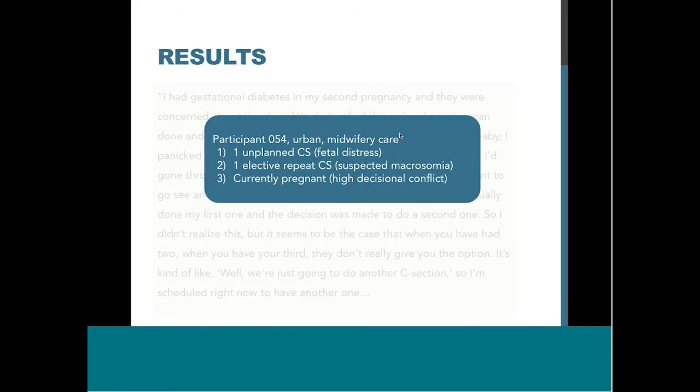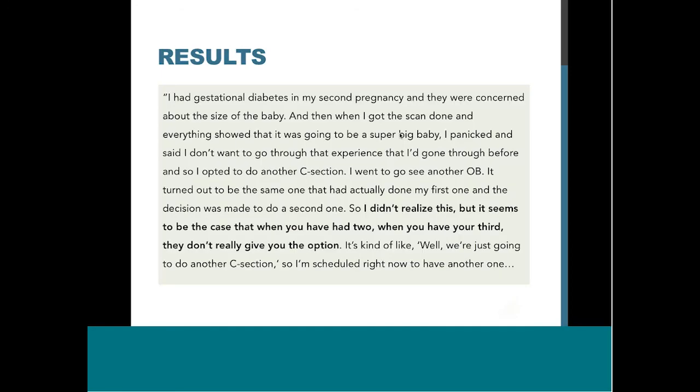And she was also told that suspected macrosomia, so this is having a baby that appears to be larger than is appropriate for its age in utero, that's actually not a contraindication to having a trial of labor after cesarean section, but was told that having a suspected large baby actually is a reason for a C-section. So that's just a bit of context, and let's go into her experience of decision-making.